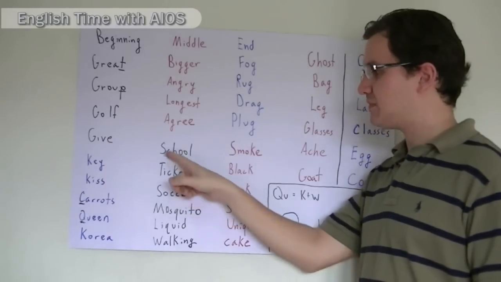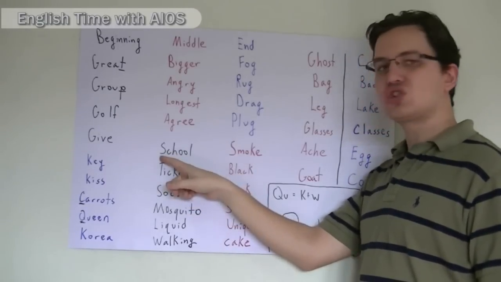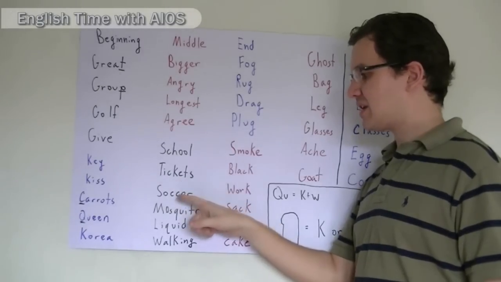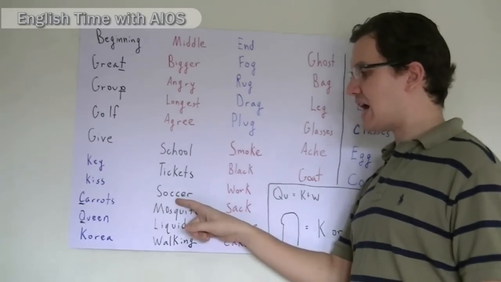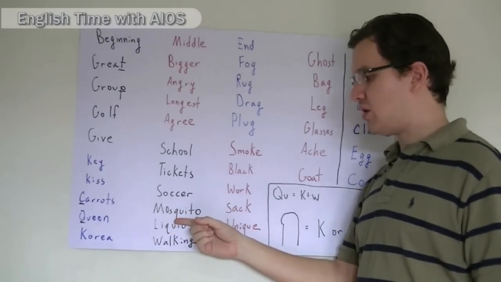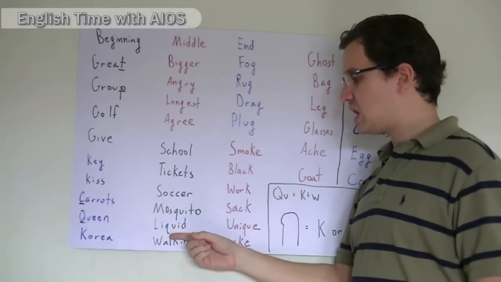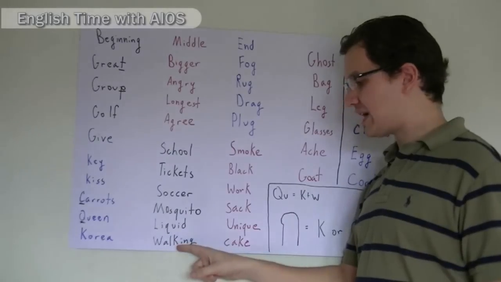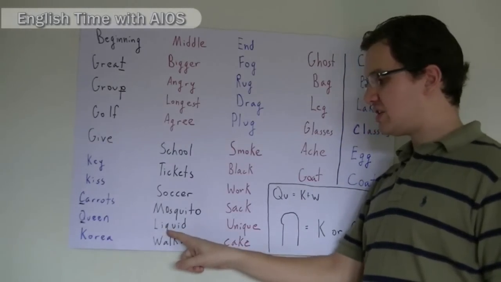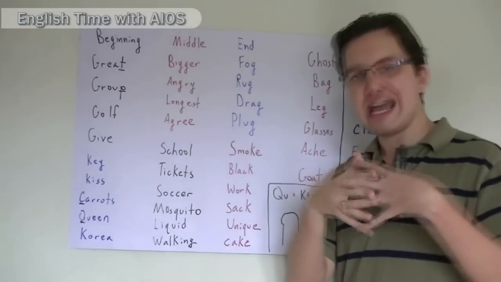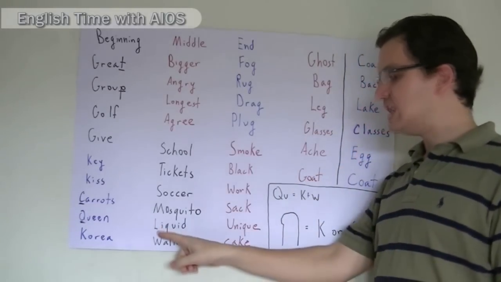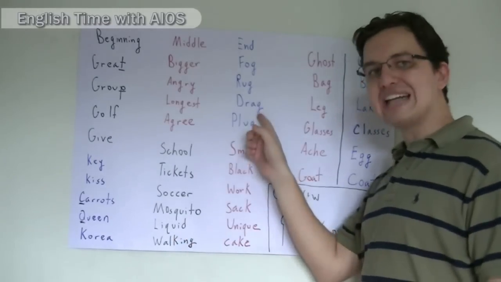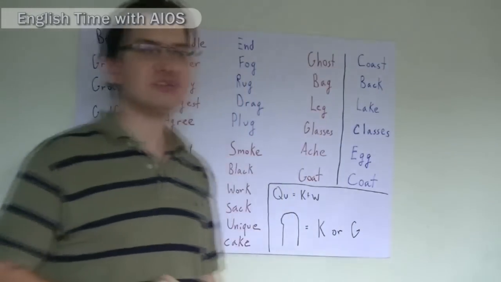The K sound does not have any voice. It's only air. School, school. Tickets, tickets. Soccer, soccer. Mosquito, mosquito. Liquid, liquid. Walking, walking. So remember, Q and U is like a K and W mixed together. Liquid, liquid.